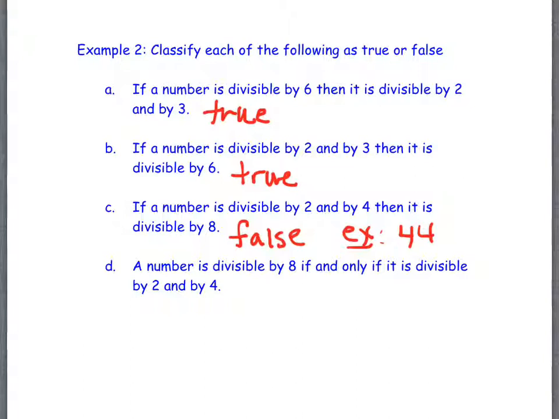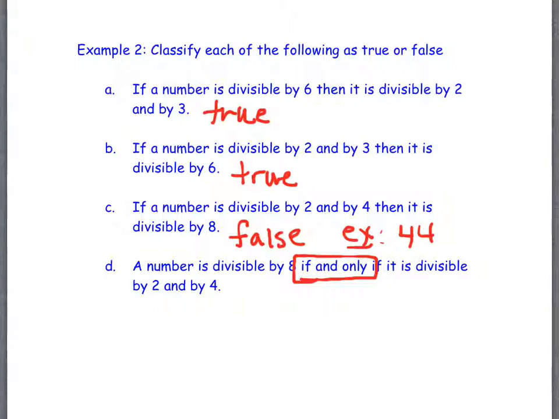Right? How about the other direction though? If a number is divisible by 8, well, this says if and only if. So a number is divisible by 8 if and only if it is divisible by 2 and 4. So this is tricky. Remember what did I say about if and only if?